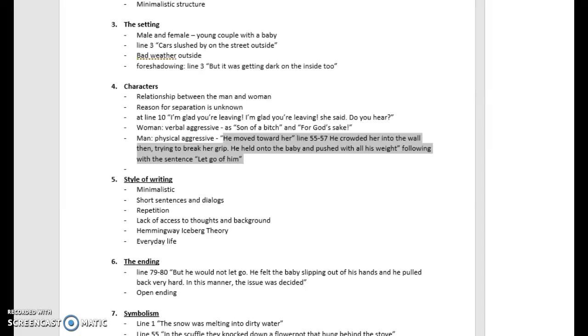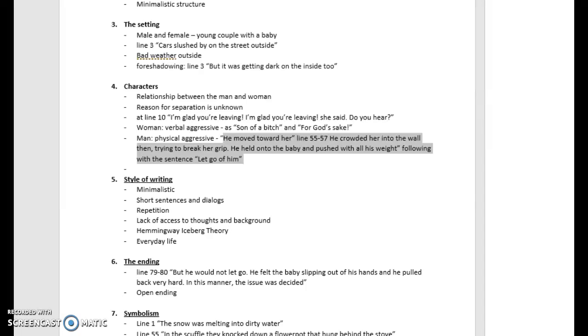The woman is more verbally aggressive, which comes to expression during the fight when she says things such as "son of a bitch" and "for God's sake." Meanwhile, the man seems more physically aggressive due to the fact that he all of a sudden grabs after the baby. His aggressive behavior also comes to expression at line 55 to 57.